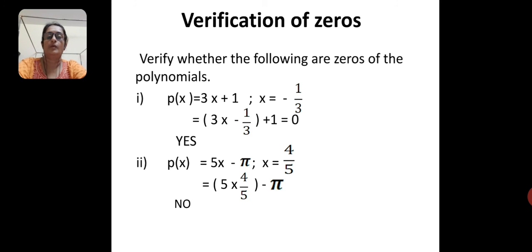Let us take one more example. Here the x value is given as 4 upon 5 and the polynomial given is 5x minus pi. So let us replace the value of x with 4 upon 5 and check whether we get 0 or not. When you do that, you won't get 0. So 4 upon 5 is not a zero of that particular polynomial.